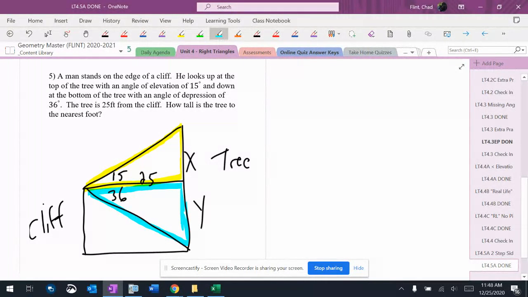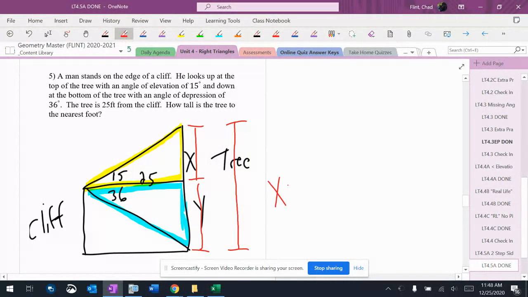It says the angle of elevation is 15, angle of depression is 36, so we're clearly in the right spot. The tree is 25 feet from the cliff. It wants to know how tall the tree is, so it wants to know how far it is from there all the way to there. That is not in any of the right triangles, but I can find that X side from the yellow triangle, and I can find that Y side from the blue triangle. So what I'm going to do is X plus Y, and that's going to give me the tree. Okay, so we cannot always subtract. We have to make sure that we're thinking about it logically and trying to figure out what's actually happening.